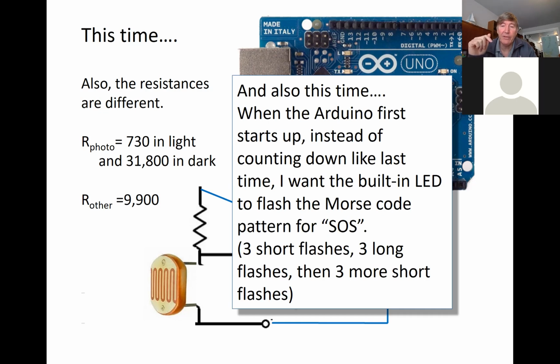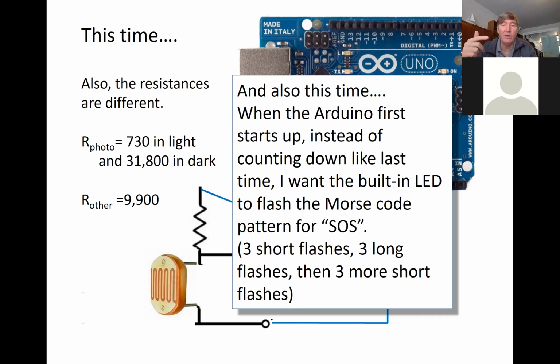So if you're going to take the makeup test, you need to make it flash the Morse code pattern for SOS. When you first turn on the burglar alarm, in order for it to let you know that it's working properly, it has to do the SOS pattern. Hopefully you realize that the SOS pattern is 3 short flashes, followed by 3 long flashes, followed by 3 more short flashes. So that's what I want you to put in the setup part of your code.